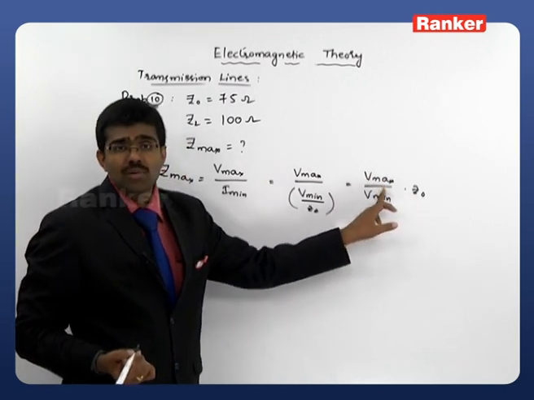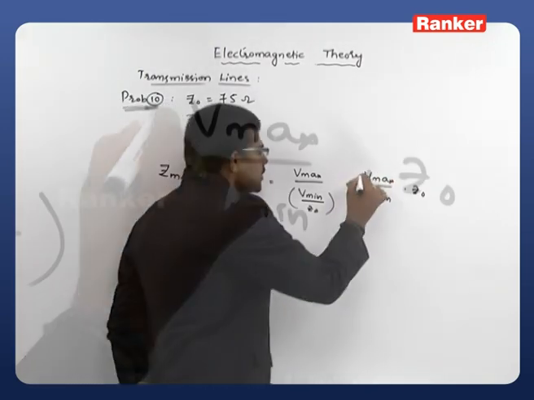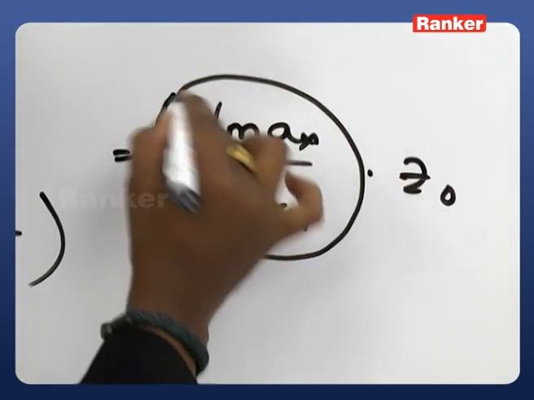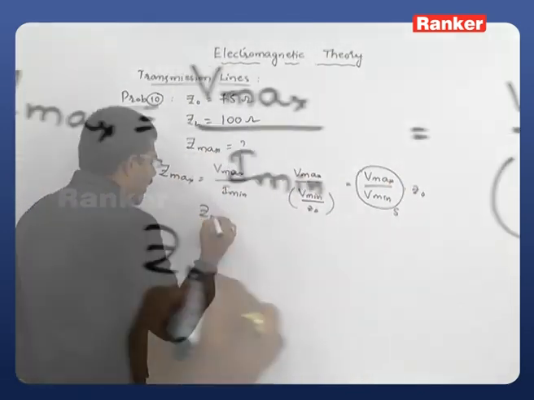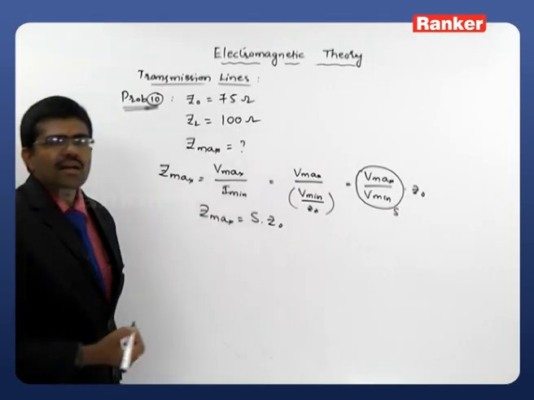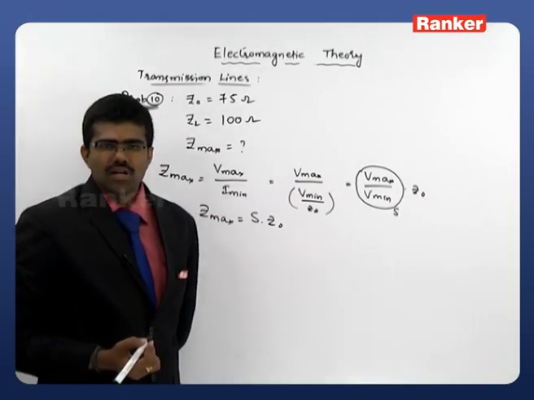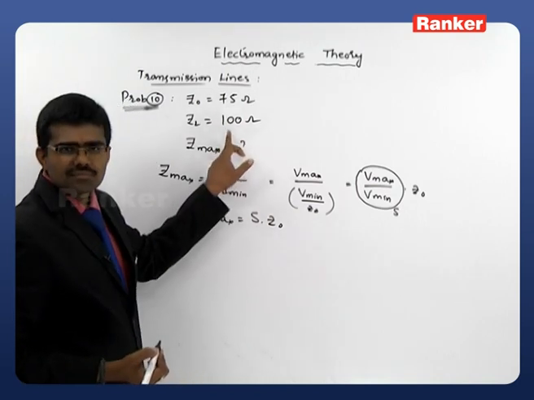What is V max by V min? V max by V min is nothing but the standing wave ratio. So instead of V max by V min, you can write S. So simply, Z max, the maximum input impedance, is equal to the standing wave ratio multiplied with the characteristic impedance of our transmission line. So easily you can calculate the standing wave ratio from the given data, right?